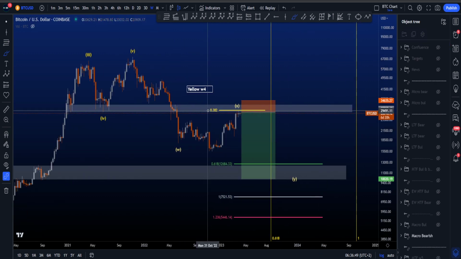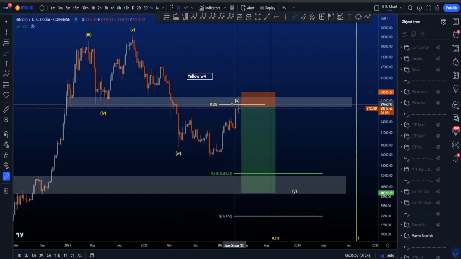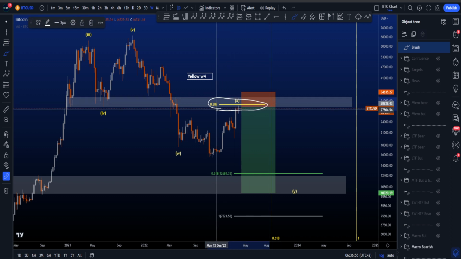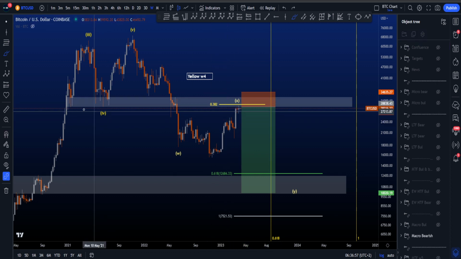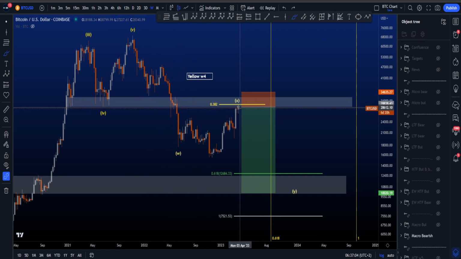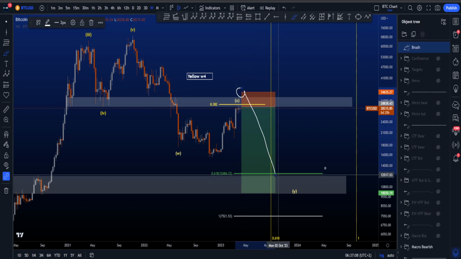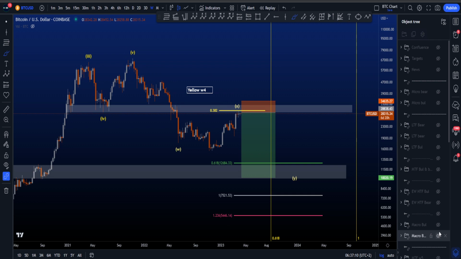If we then look at the corrective structure, this is a WXY that I'm looking at the moment, where usually the minimum target for a wave X is the 0.382 at 29.6k, also in confluence with the support resistance area over here and a weekly order block, for then a potential trading setup where shorts can be laddered in this area, stop loss above, and then trading it to the downside with targets of below 13k.